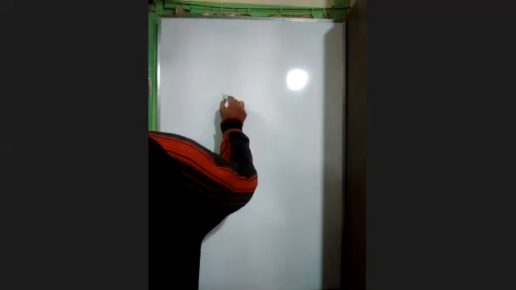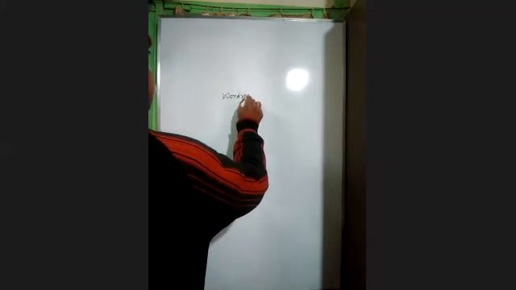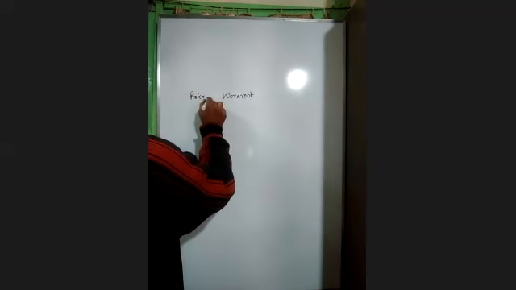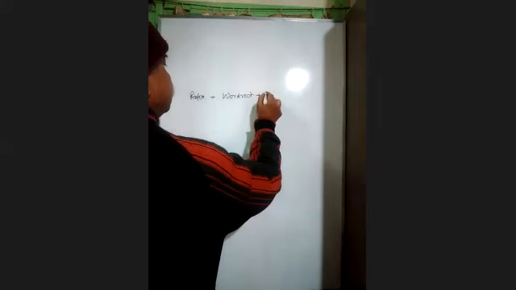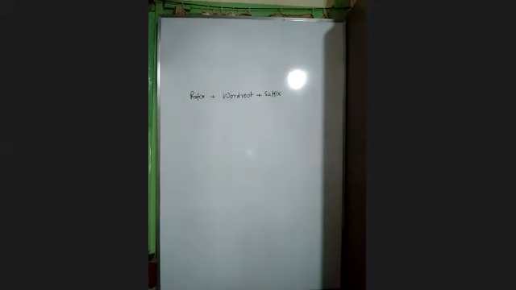Today, we call it word root. Before the main word, anything we write, we call it prefix. And after that, if you write, we call it suffix.